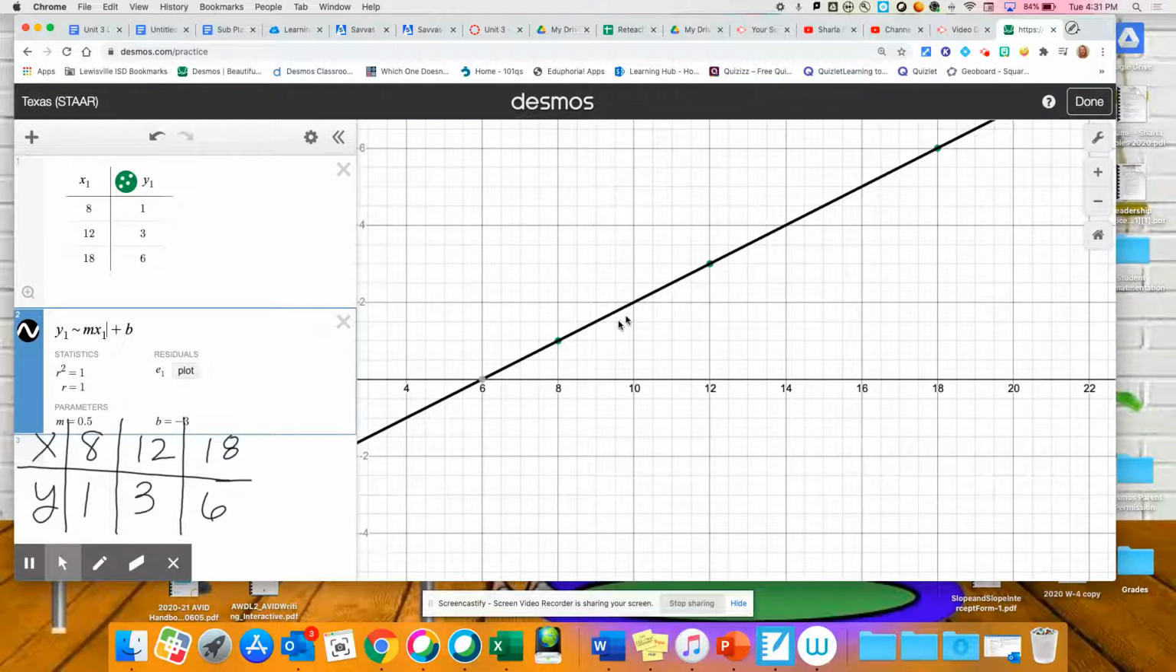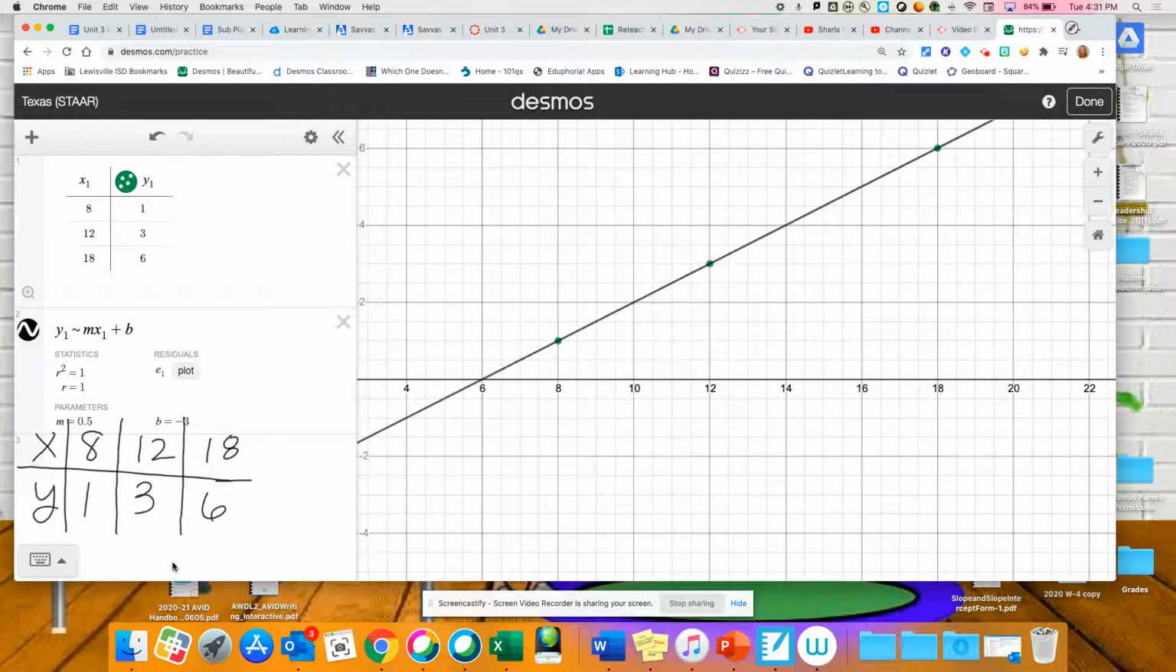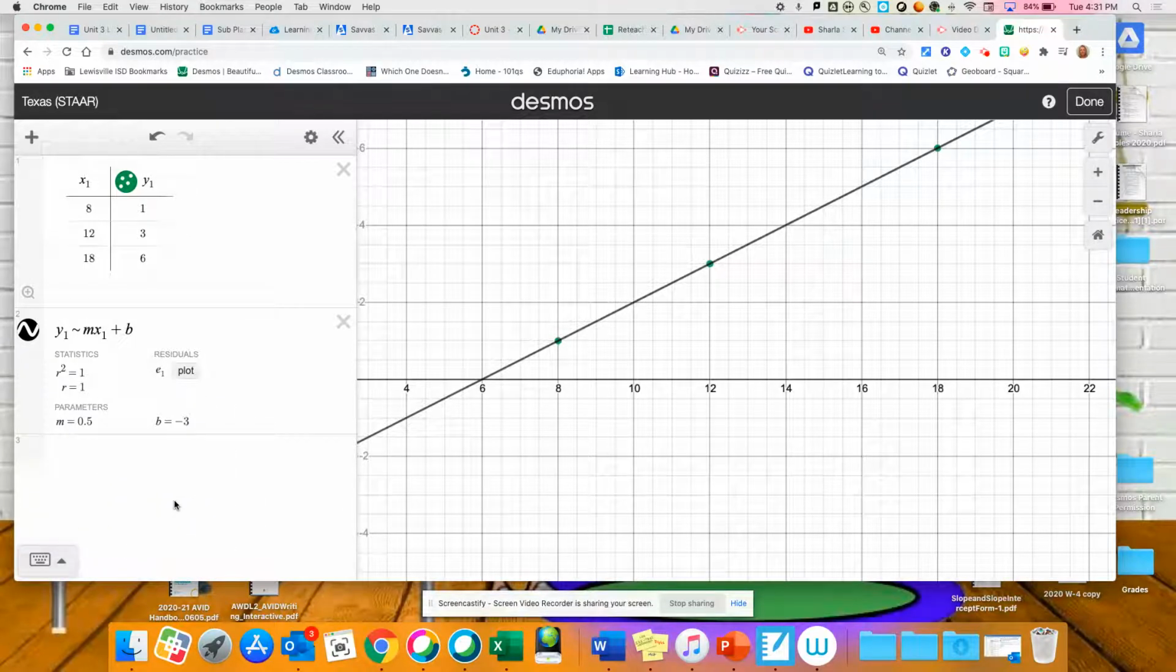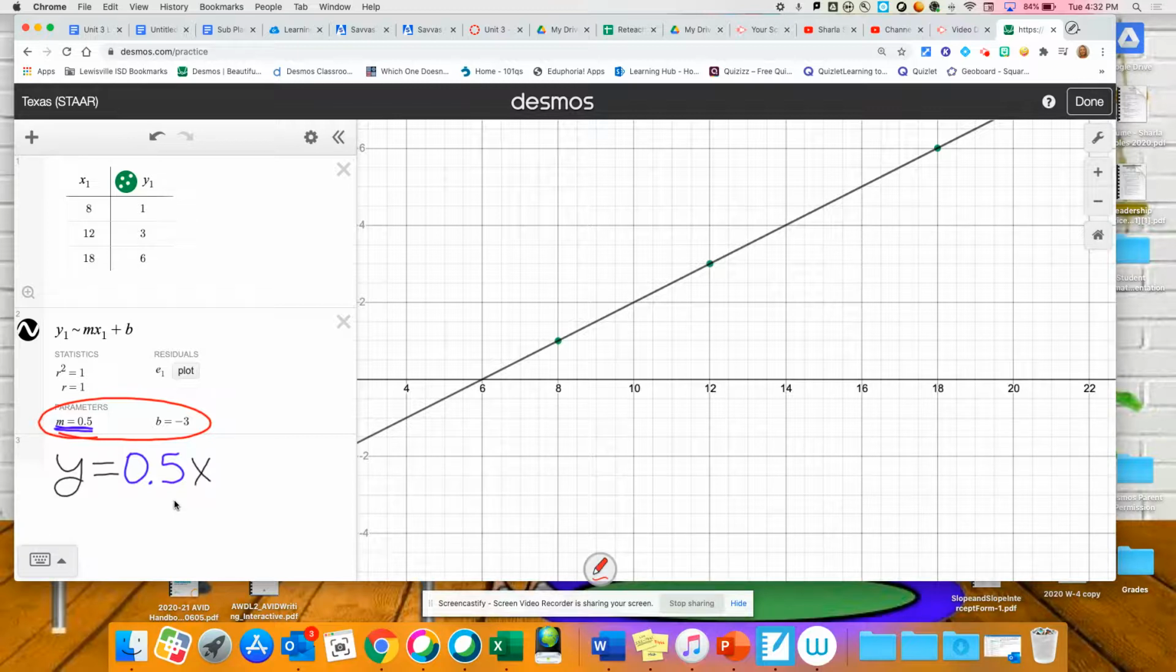Do you see the line going through all the points that we had graphed? What I want you to notice, let's see if I can move this down, I'm going to get rid of my table here, is that the calculator now has told me what my m and what my b will be. So when I write my equation, y equals, the m is 0.5. So it would be 0.5x. And then it tells me that my b is -3, minus 3.